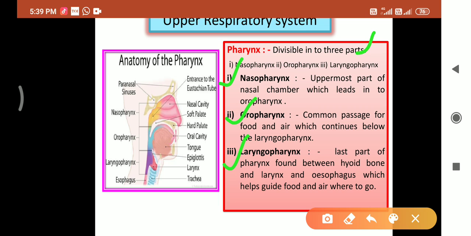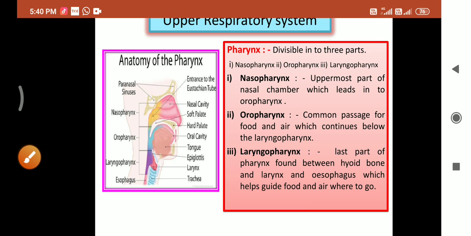How can you remember all these names? The nasopharynx is the uppermost, present just after the nasal cavity, so that's why the name is nasopharynx. The oropharynx is present in front of the oral cavity, so we give it the name oropharynx. And the laryngopharynx is called that because it is present just in front of the larynx. So I hope this is easy to remember.